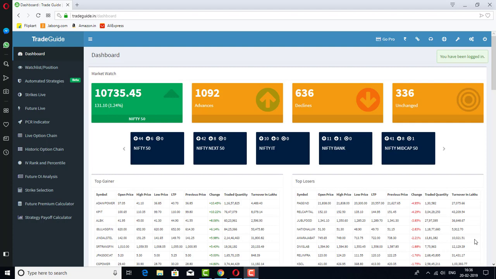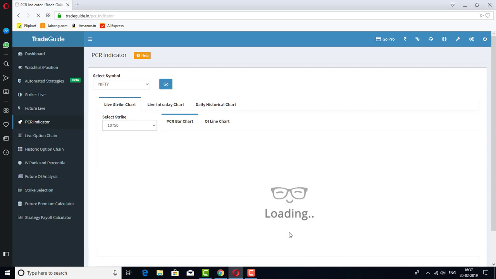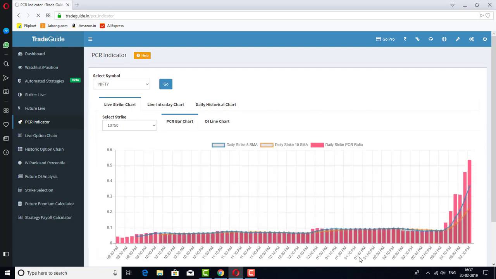So today we are going to cover the topic of PCR indicator. When you go to the left hand side of your screen, you have a menu, PCR indicator over here, the sixth one, and click on it. So here you have the page of the PCR indicator, and in today's video we are going to cover what is PCR indicator and how will you use it for trading.